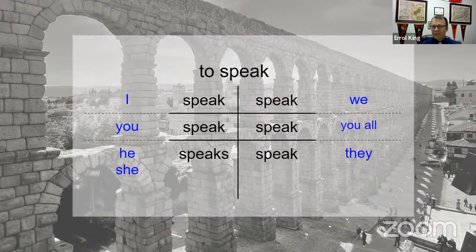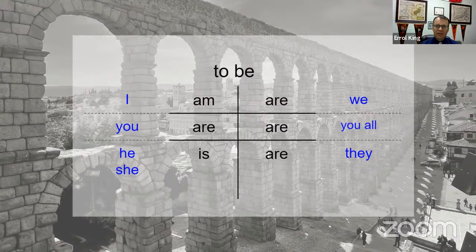Let's go ahead and go to another verb that we have in English, to be. Now, to be does change a little bit. So for the first person singular, it's I am. Second person singular, you are. And then third person singular is he or she is. In the plural sense, it's all are. Okay, so we do see a little bit more variation here.